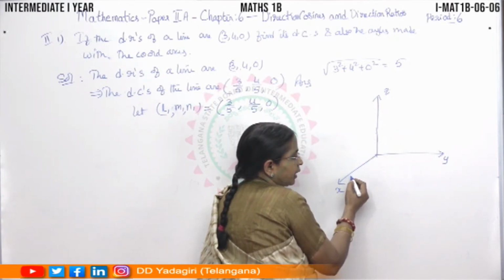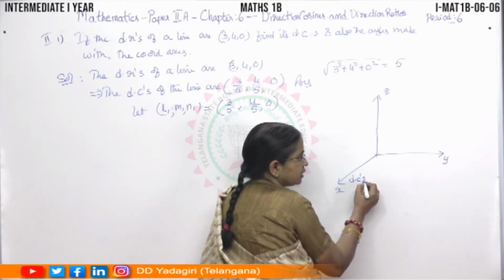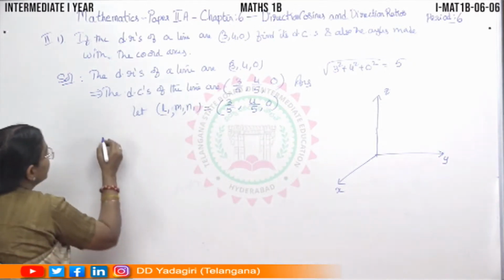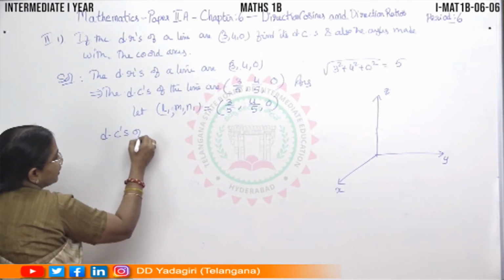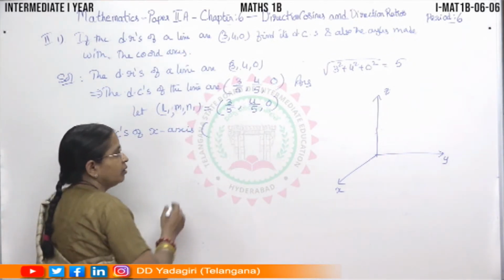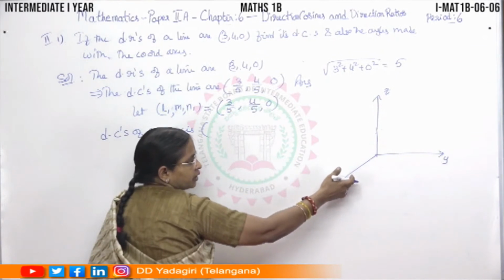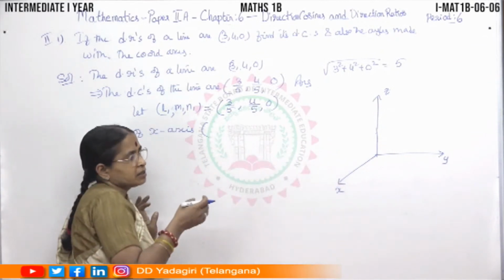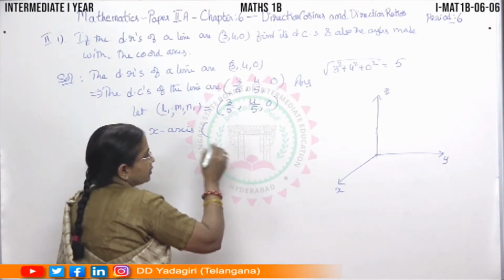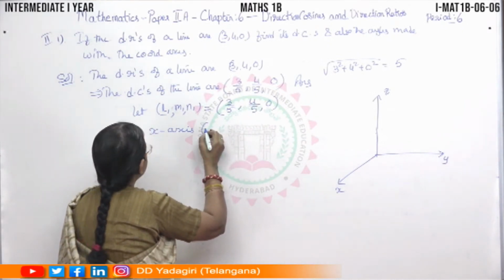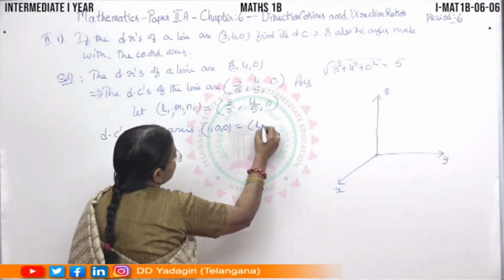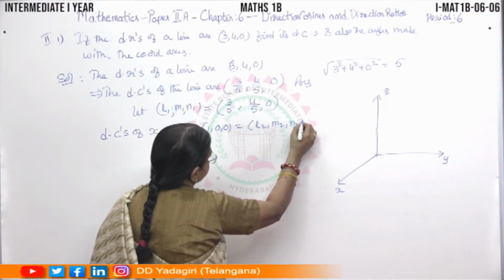We know the direction cosines. What are the DCs of x-axis? DCs of x-axis are 1, 0, 0, that is cos 0, because x-axis makes 0 degrees with x-axis, 90 degrees with y-axis, 90 degrees with z-axis. We discussed this in the first period of this chapter. So the direction cosines of x-axis are 1, 0, 0. Name them as L2, M2, N2.